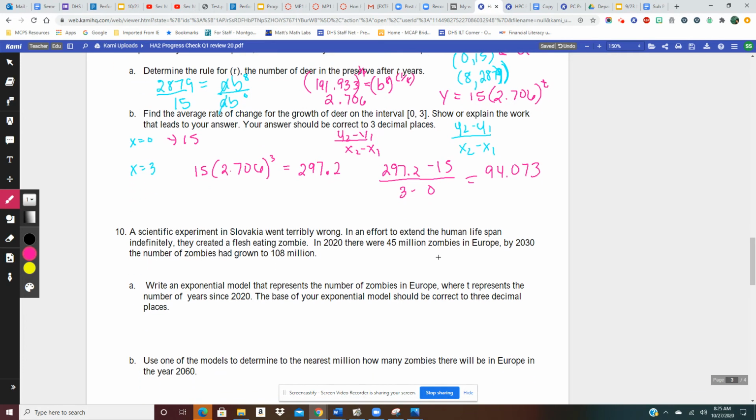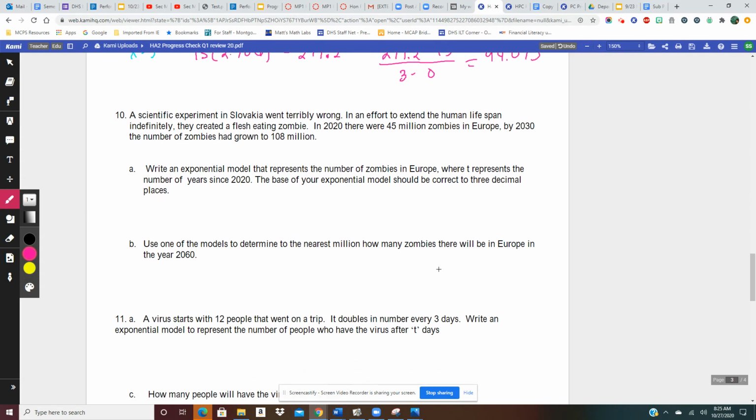Okay, so this one, again, you have a starting value and what's going to happen after whatever years. Now, I saw when looking at some of your homework assignments that you did 2020, 45 million, and then 2030, and you had 108 million. You can just do this. Your starting value is what you're starting with here at 45, but if you use how much time has gone by, in 2030, it's 10 years that have gone by, and it's 108 million.